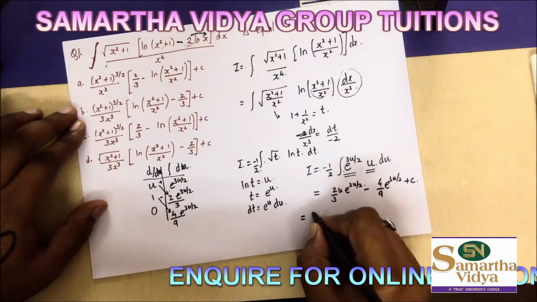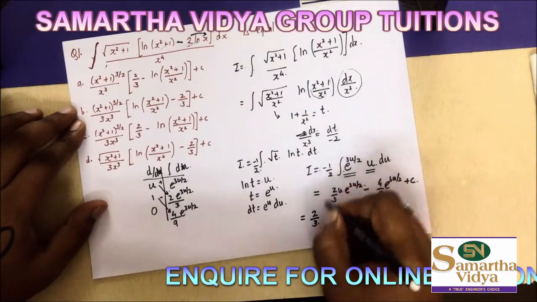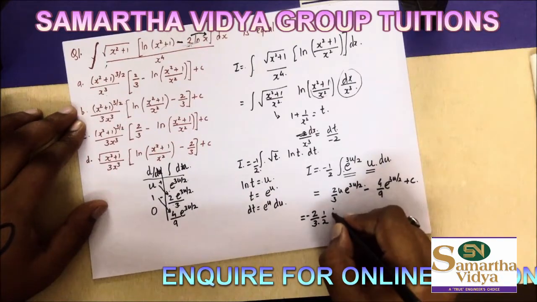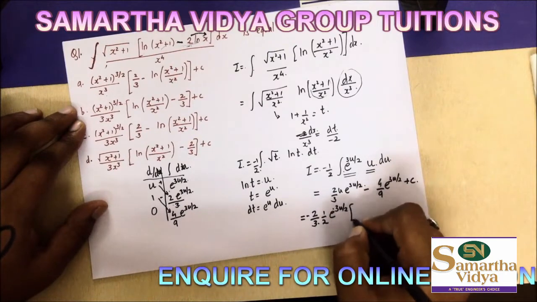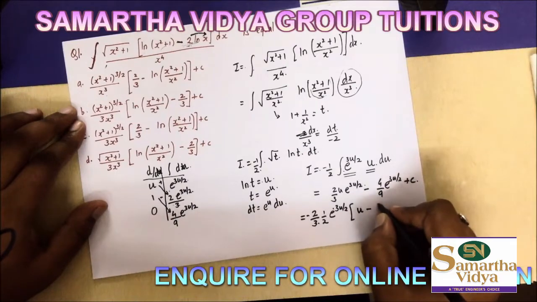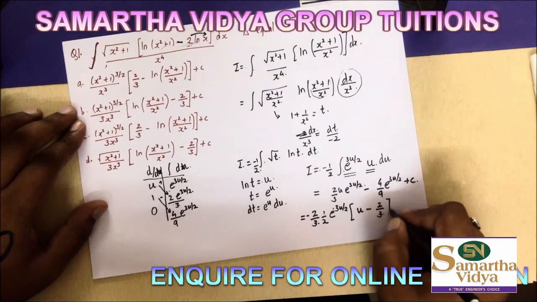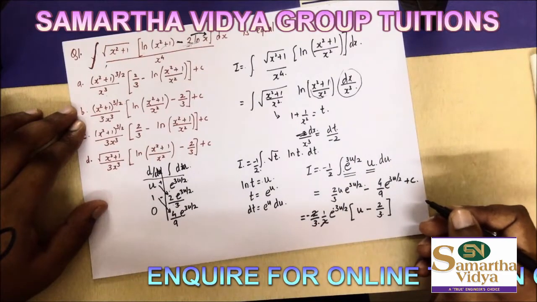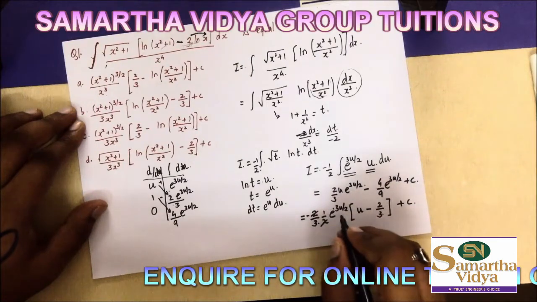So we can see that e raised to 3u by 2 can be taken outside, even 2 by 3 can be taken outside. So we have 2 by 3 outside, and we also have this half basically outside. So let's write it as minus half, which is present, and we have taken e raised to 3u by 2 outside, and inside we'll be having this as u minus 2 by 3. So this term gets cancelled out and plus c.